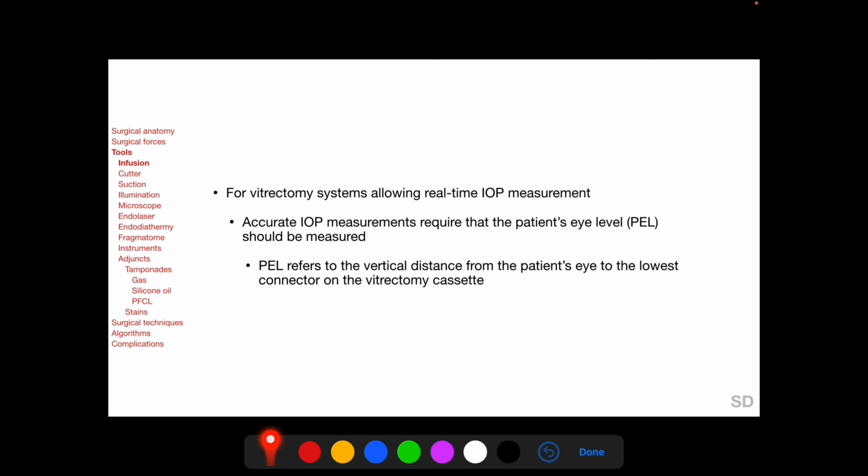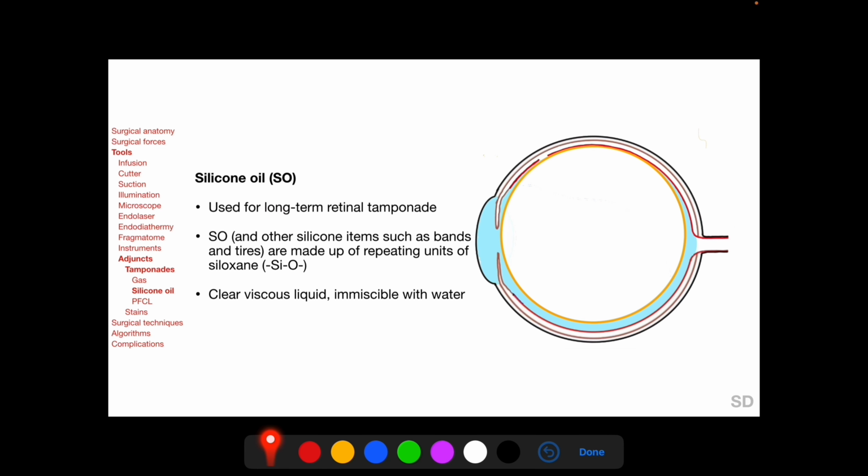Silicone oils are used for long-term retinal tamponade and are made up of repeating units of siloxane. They are clear viscous liquid immiscible with water. The nature of the siloxane polymers determines two properties: specific gravity and viscosity. Specific gravity determines whether a silicone oil bubble in the eye exerts upward or downward force, with this diagram representing a bubble of a lighter than water silicone oil floating over water and exerting an upward buoyant force. And viscosity determines difficulty in injection and removal of silicone oil from the eye and the tendency of the silicone oil bubble to emulsify over time.